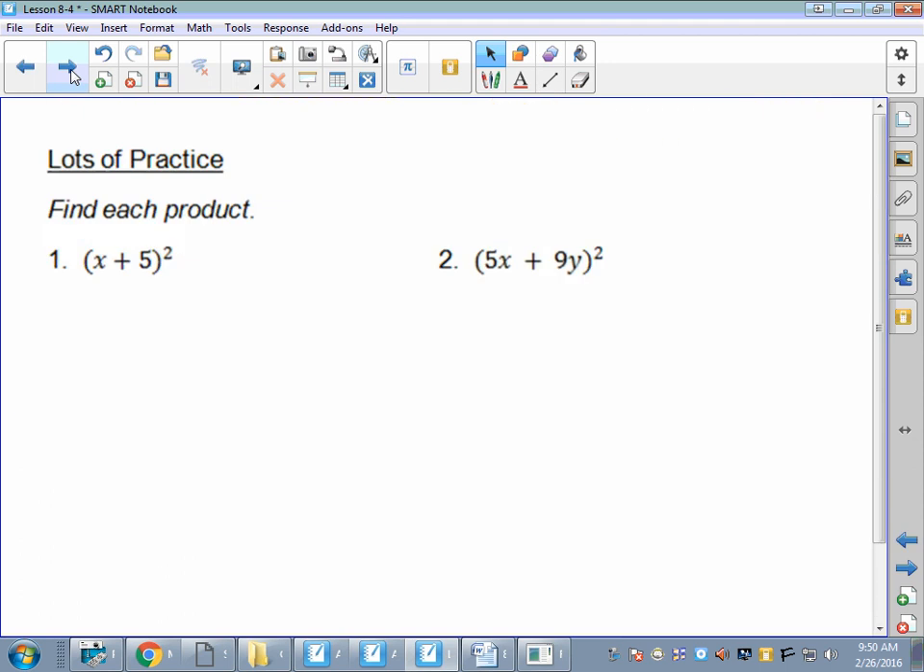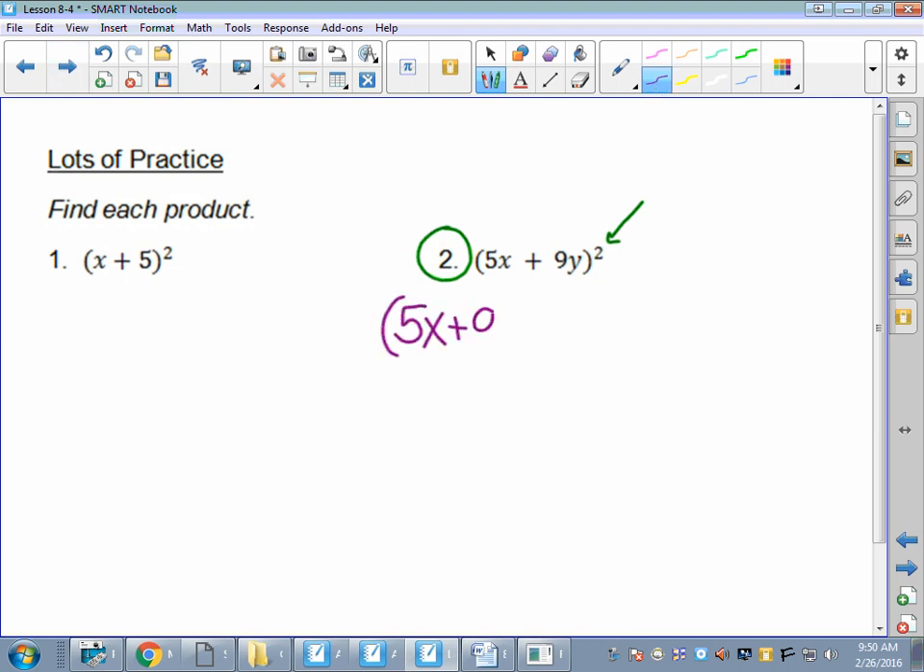So I got lots of practice. Let's do number 2. So number 2, I've got a squared here. We could do all kinds of crazy stuff, but why not just write out 5x plus 9y? If you want to try the shortcut, go ahead. And then I've got 2 5x plus 9y's.